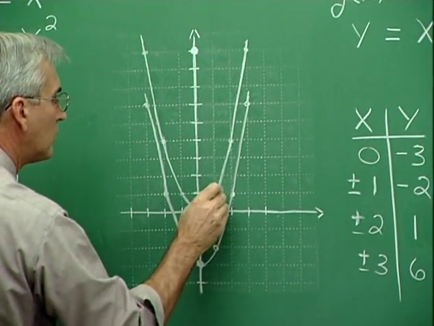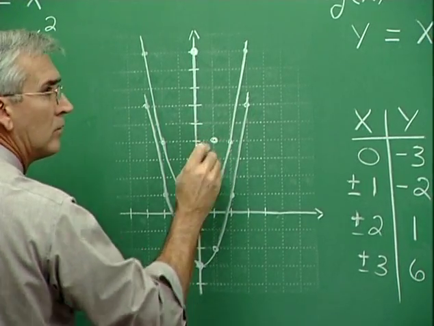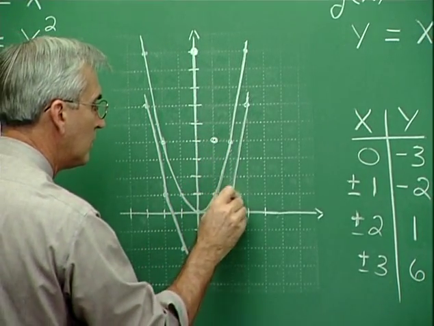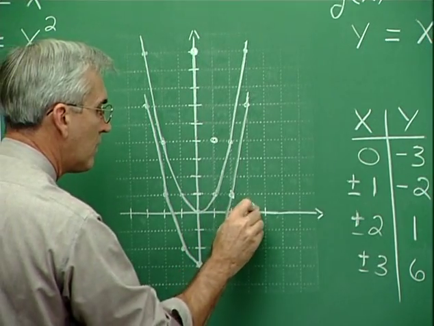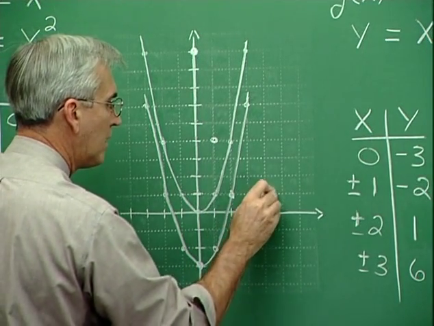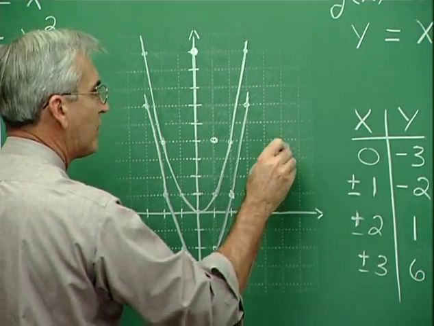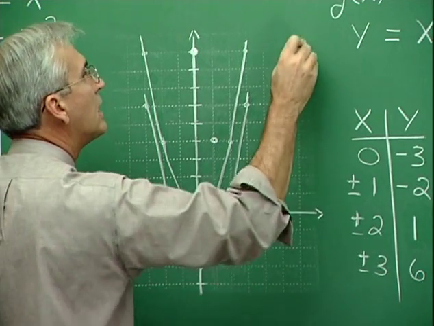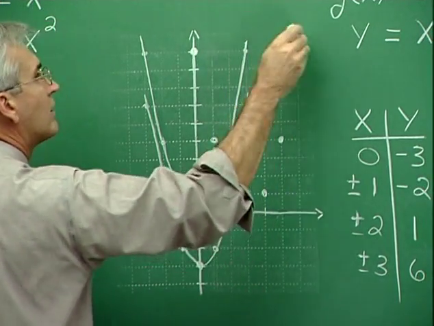1 to 4. 2 to 1. 3 to 0. 4 to 1. 5 to 4. 6 to 9. Graph looks like this.